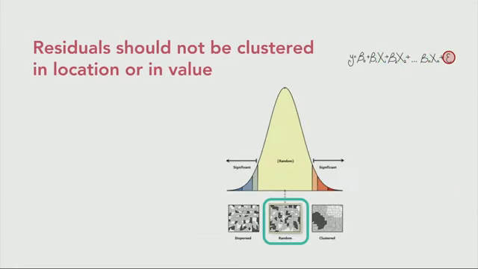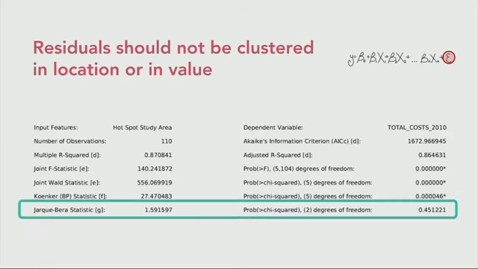As Alberto mentioned, the residuals should not be clustered in location or in value. So we can run the spatial autocorrelation tool to make sure that there's no spatial autocorrelation in our residuals. And then as far as value, we want to make sure that the residuals are normally distributed. So we want most of our over and under predictions to be close to zero, and then you might have fewer and fewer that are larger than that. We can test for this using the Jarque-Bera statistic, and in this case, we want it to not be statistically significant, so no asterisk.